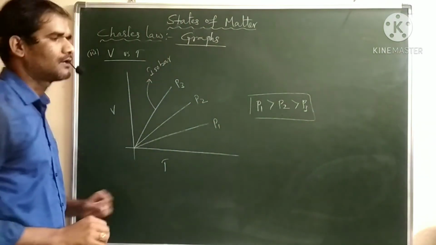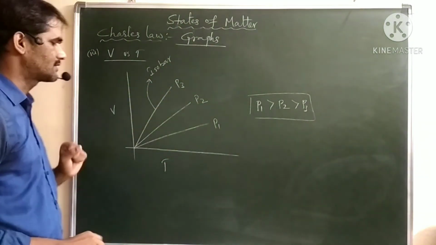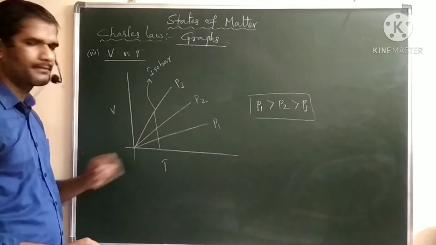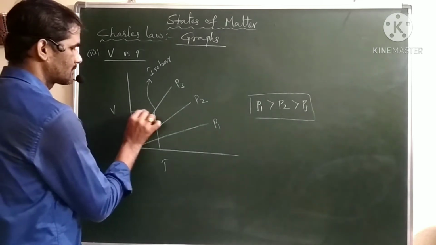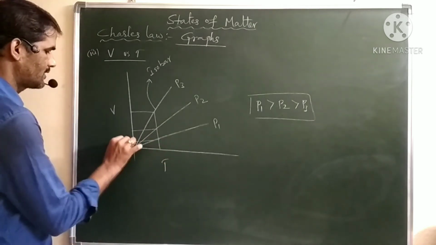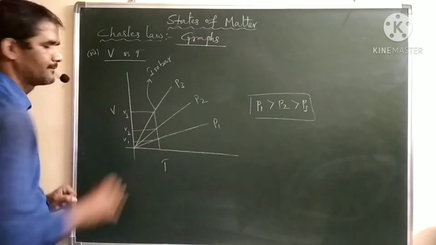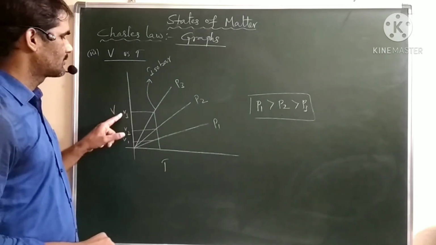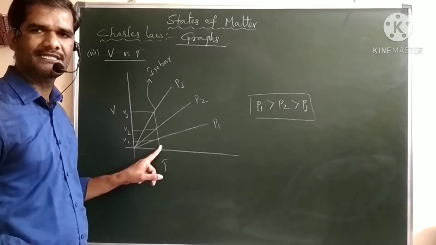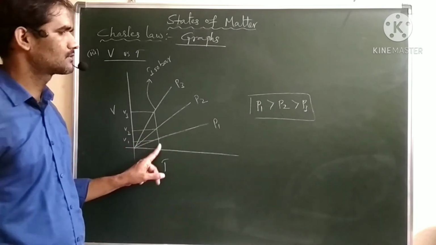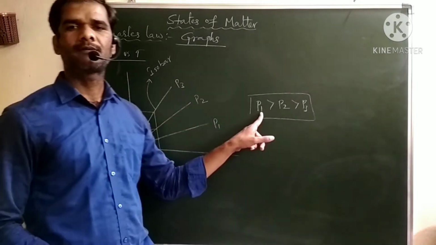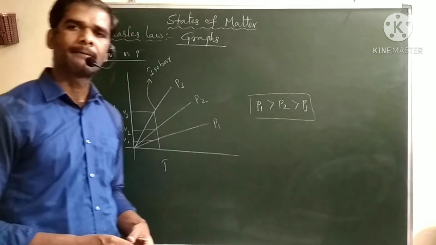Then again, how can we explain this relation? Let us assume the temperature is constant. If you fix the temperature, then with respect to the volume we can explain. Here volume V1, volume V2 and volume V3. According to Boyle's law, the more the volume, the less the pressure; the less the volume, the more the pressure. P is inversely proportional to volume. So V1 corresponds to P1. Here, with less volume, pressure should be more. So P1 is greater than P2 is greater than P3.